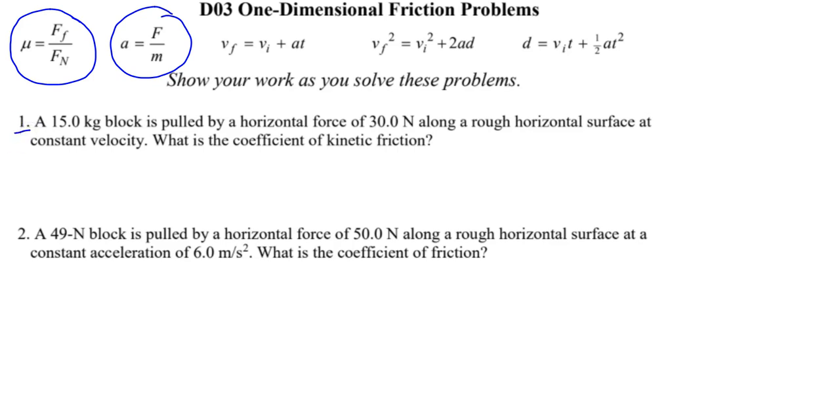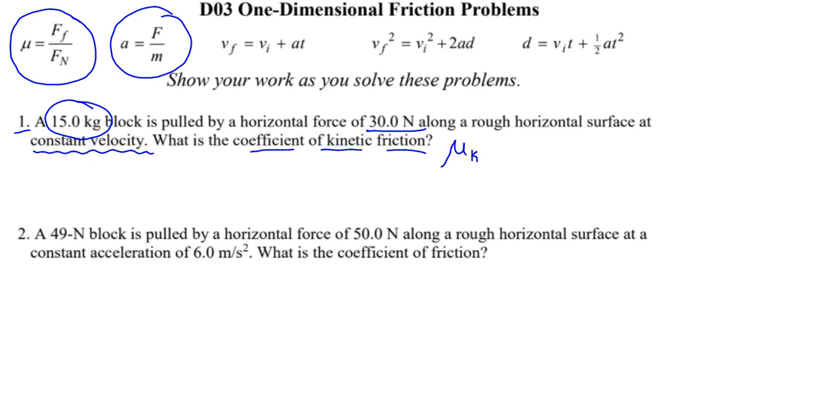Number one, we have a 15 kilogram block pulled by a horizontal force of 30 newtons along a rough horizontal surface at a constant velocity. That's going to be important. Okay, so we have a 15 kilogram block, constant velocity, 30 newtons for the force that's being applied. What is the coefficient of kinetic friction? So we're looking for the coefficient of kinetic friction, our mu sub k.